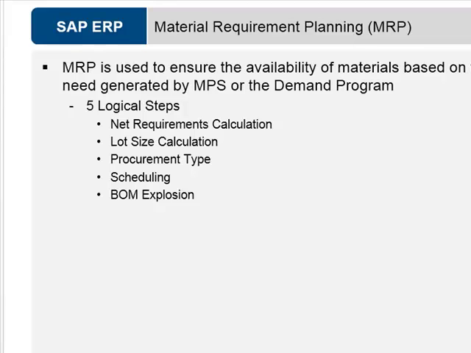Once we know the lot size, the next step is to determine how you are going to procure. Are you procuring in-house or external? Usually, if it is a semi-finished good or a raw material, then you are procuring externally, whereas if it is a finished good, then you are procuring internally. The next step is scheduling, which is determining or scheduling the different capacity that you need in order to produce. It might be labor, it might be machine time, and so on. And then the last step is the BOM explosion, which is looking at the lowest level of the BOM and determining all of the material that you need.